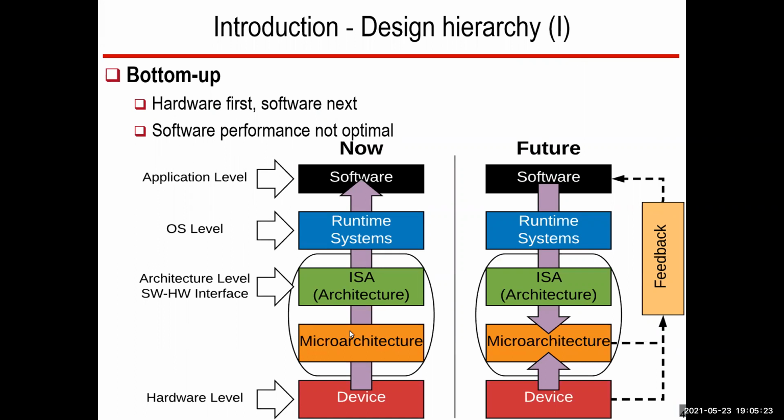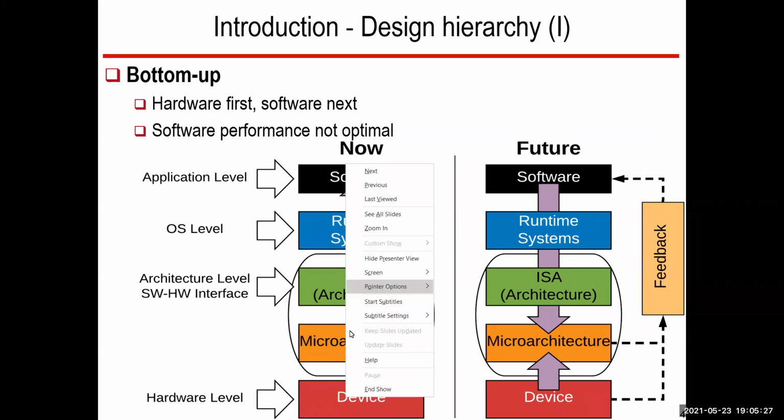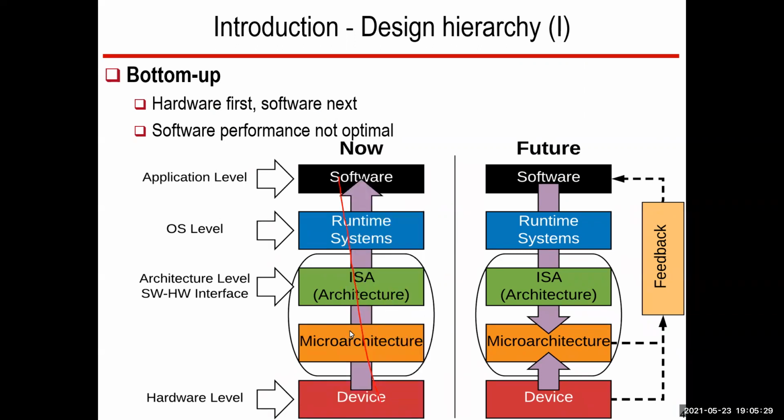Traditionally, the design hierarchy we have is always bottom up, meaning hardware is designed first, and then software uses hardware. One of the drawbacks is that software performance is not optimal, as it may not have a clear picture on how to spawn threads for parallel execution.